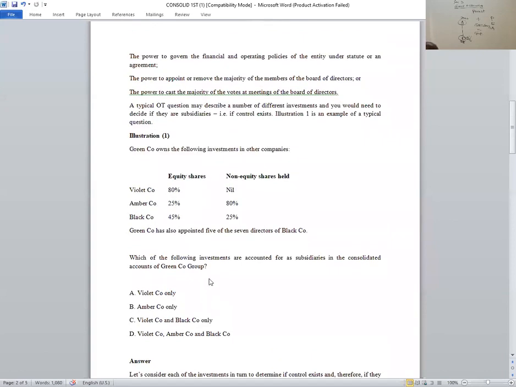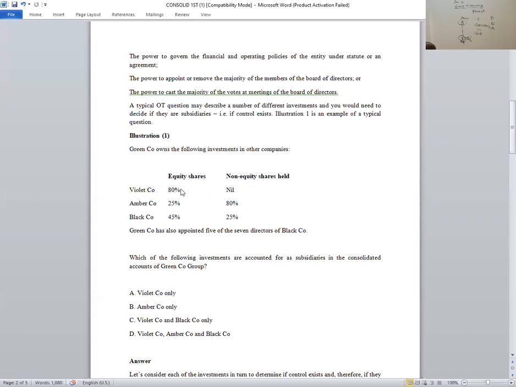What you need to know is that whenever it comes to defining control, we don't use non-equity. You can only participate in the profits of a company if you have equity shares, ordinary shares, not non-equity. So don't use non-equity as a basis of ascertaining subsidiary status. Never use non-equity shares to ascertain control. These are irrelevant. So in Amber, where we have up to 80% non-equity, I will not use this at all.